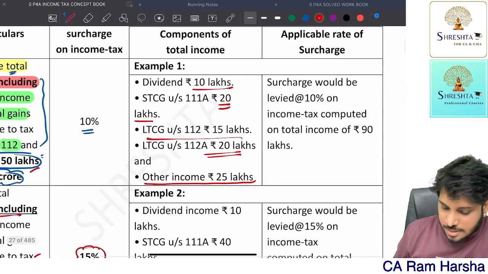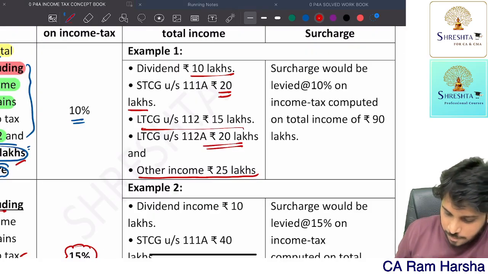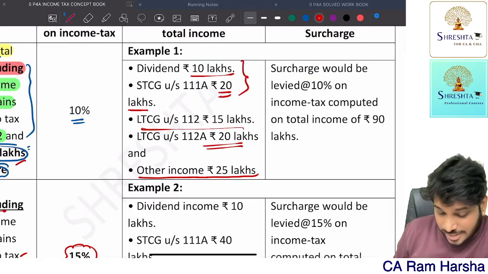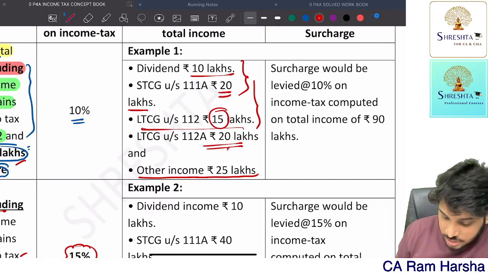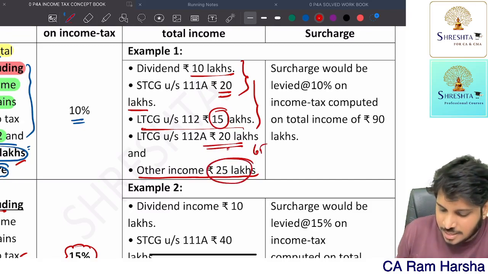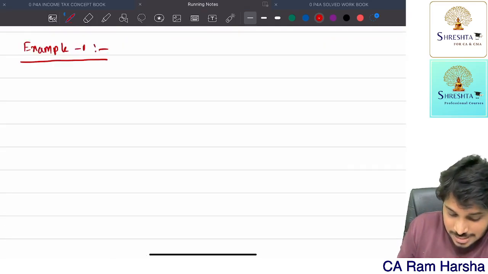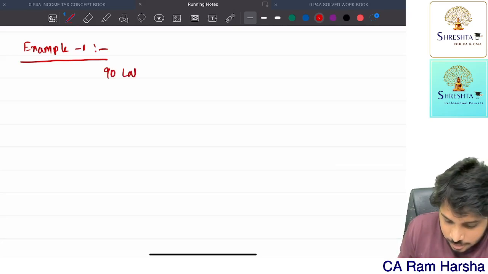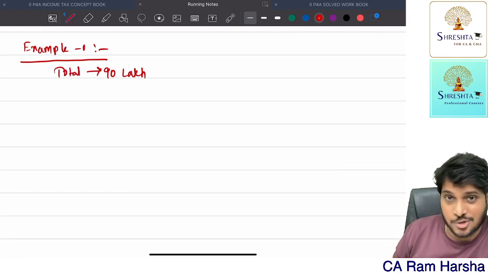Now, what is example 1? Dividend income is 10 lakhs. Short term capital gain 20 lakhs, which is 30, long term capital gain 15, which means until here 45, and this long term capital gain is 20, which is 65, and remaining income is 25, which is 90 lakh. So what is the total income of this assessee? 90 lakh. Now I need to compute basic tax at first.